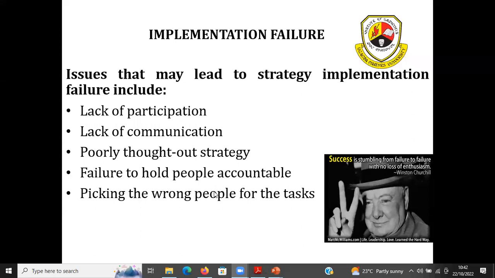Failure to hold people accountable. So this is, again, lack of participation or communication, failing to have a time frame on when each milestone must be achieved, picking the wrong people for the task. This one generally needs you to have a people person perspective, that is one, but two, also to know who are the key stakeholders.